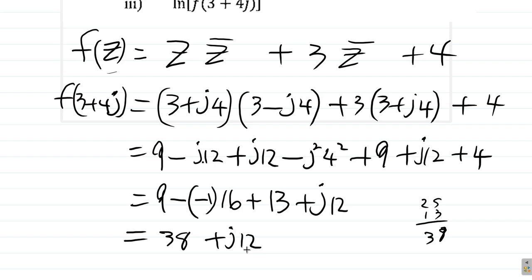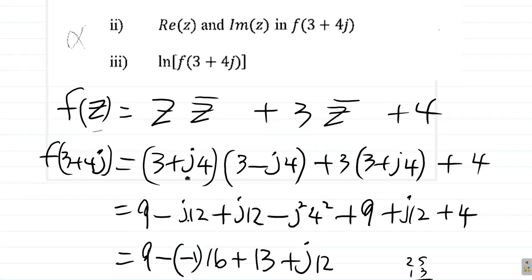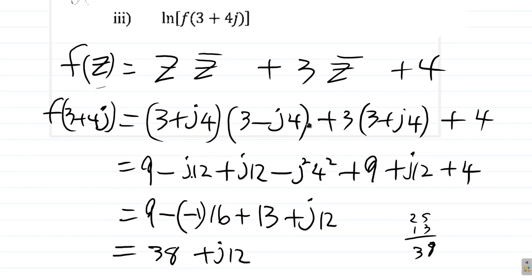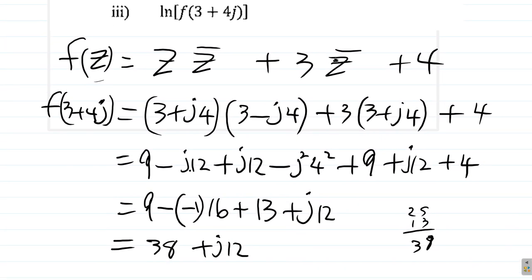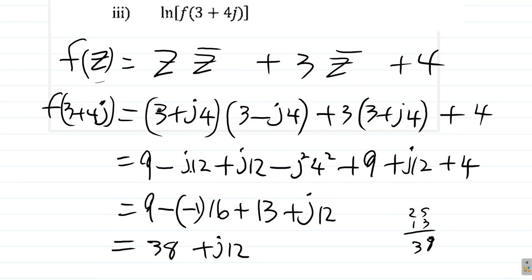Now, here, again, this is 3 plus j12. This is a conjugate. Oh, guess what? It should be 3 times the conjugate. Okay. Let me correct that. That was a mistake there. 3 times the conjugate of z, not 3 times z. So this is 3 3 is 9 minus 3 4 is 12.